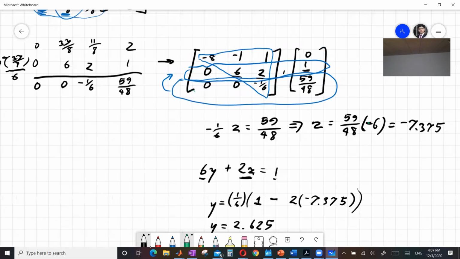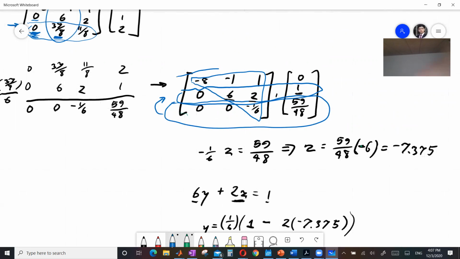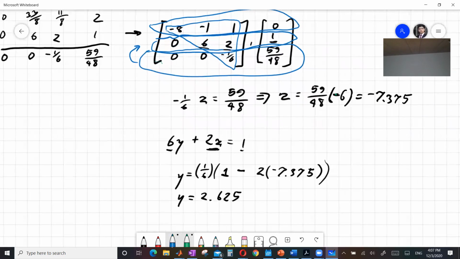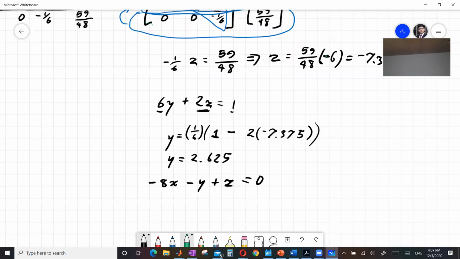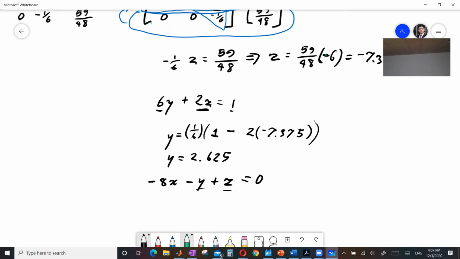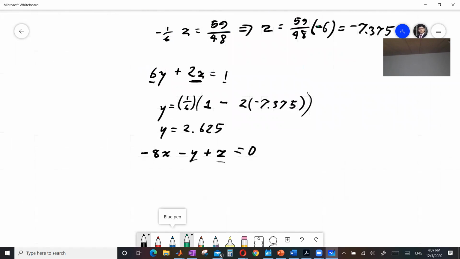So we go to the previous row. This guy is a full row. This guy will tell us that negative 8 times x minus y plus z equals 0. So this is a full equation. It has all of the variables, but we already know y and we already know z, so it's really easy to find out x. So x in this case will be equal to 0, the guy in the b vector, minus the summation of the known variables. So negative y plus z. So remember, these are the coefficients, negative 1 times y plus 1 times z.